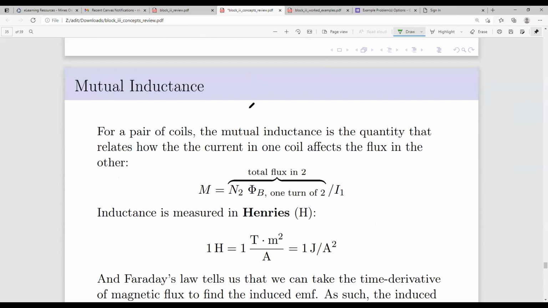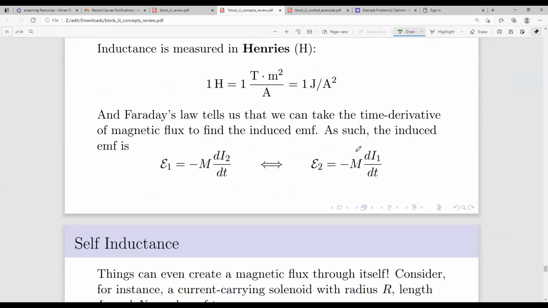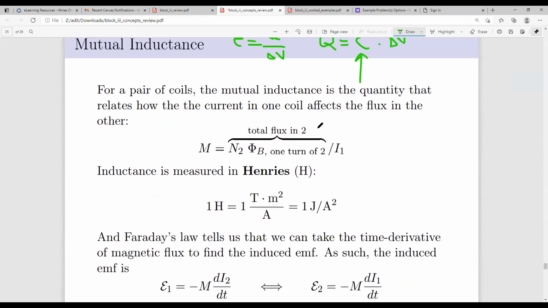The way I like to understand mutual inductance is by analogy to capacitance. For capacitors, capacitance is defined as Q over delta V. In other words, the charge stored on a capacitor is just some fixed quantity that depends only on geometry, times a voltage. Mutual inductance is pretty much the same thing, except instead of charges and voltages, I have fluxes and currents.